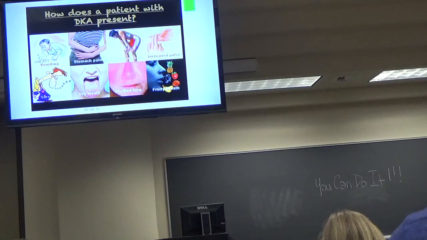They lose, usually people in DKA, type 1s, lose about 5 to 6 liters of fluid before they ever get to the hospital. One is because they're vomiting, the other is because of the polyuria. Okay, so sleepiness comes just from the assault on the body. Dry mouth goes along with the increased pulse, dehydration. Flushed face, I'm not quite sure what that's from. And then the fruity breath is the ketones. Okay, so this would be a typical presentation.